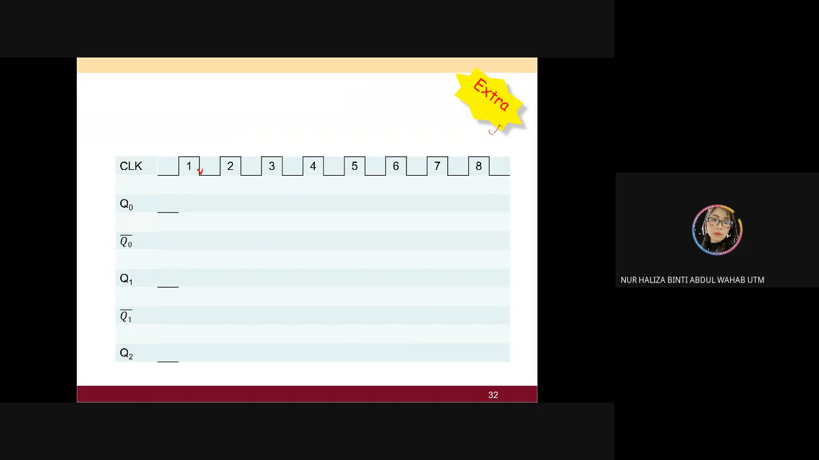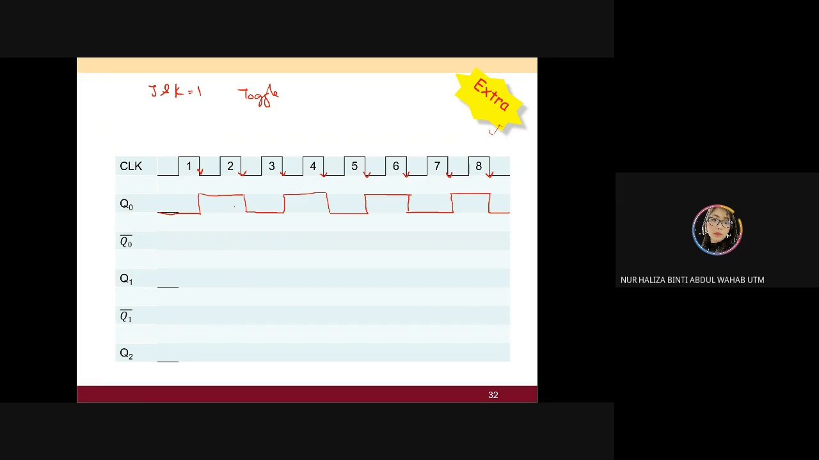Negative clock, you draw the negative arrow here to help yourself to see it clearly, and also help your lecturer while marking. What you're going to do is a toggle, because your J and K is equal to 1. So you draw until you meet your first negative clock, and you toggle. Until you meet the negative, you toggle. Done.